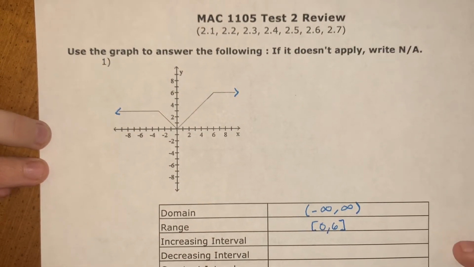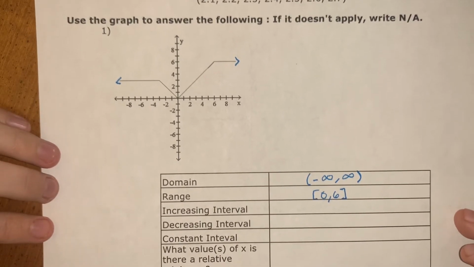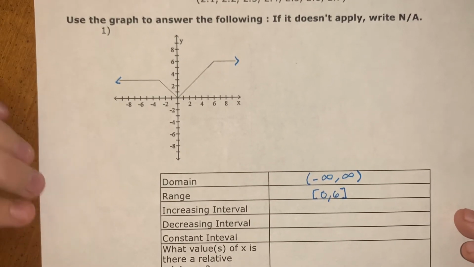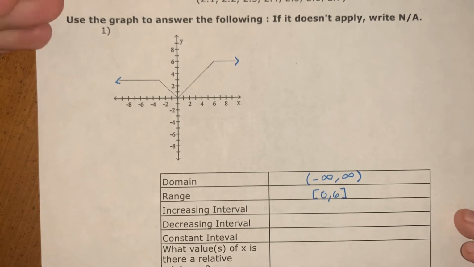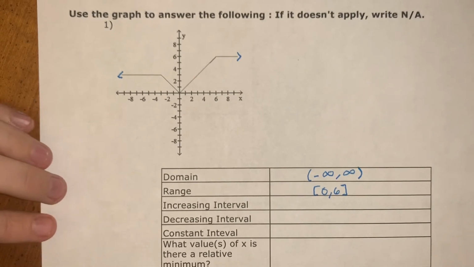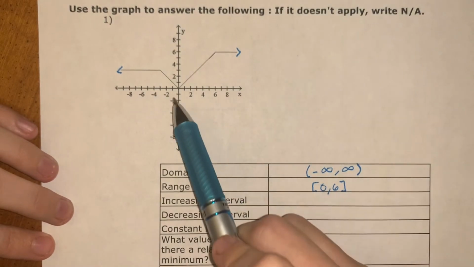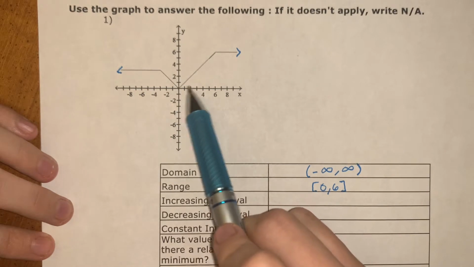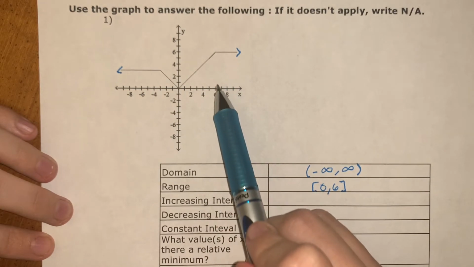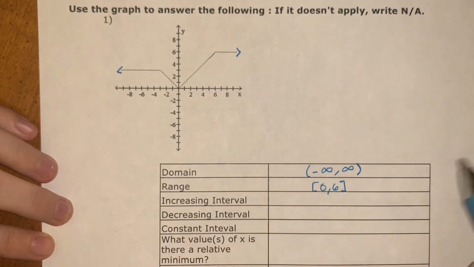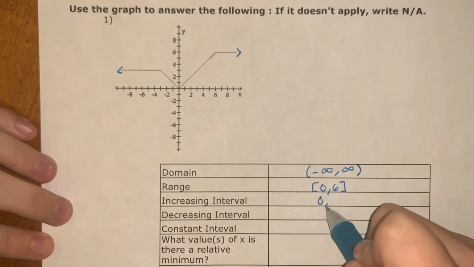All right, next we're talking increasing, decreasing, and constant intervals. Now these intervals are always going to be in parentheses, and we're just looking at the x values, right? The horizontal direction. So looking left to right, where is our graph increasing? We read left to right, so we're going to look at this graph from left to right. We see the graph increases from 0 to 6, so looking at the x values, 0 to 6, it's increasing. That's our increasing interval.